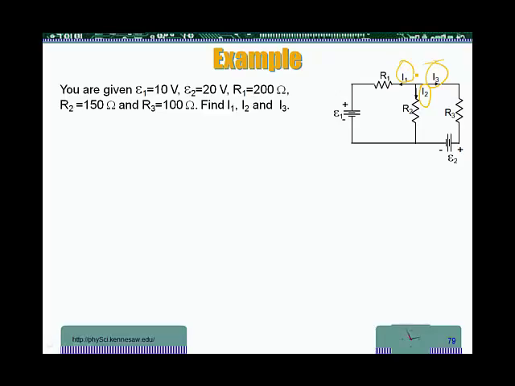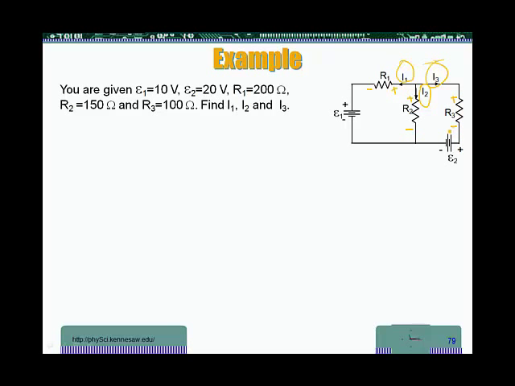For the batteries here, they also did that for us. For the resistor, so for R1, plus is where I1 comes in, minus where it comes out. For R2, plus where I2 comes in, minus where it comes out. For R3, plus where I3 comes in, minus where it comes out.